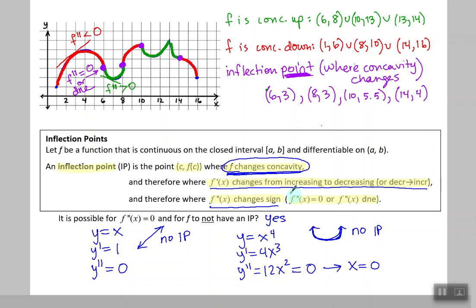So we'll start by finding where the second derivative equals 0 or does not exist, but that's just a starting point. We must prove one of these three things about the function, its first derivative, or its second derivative.